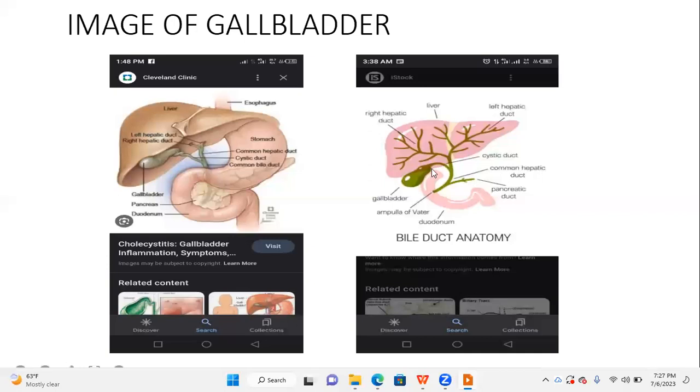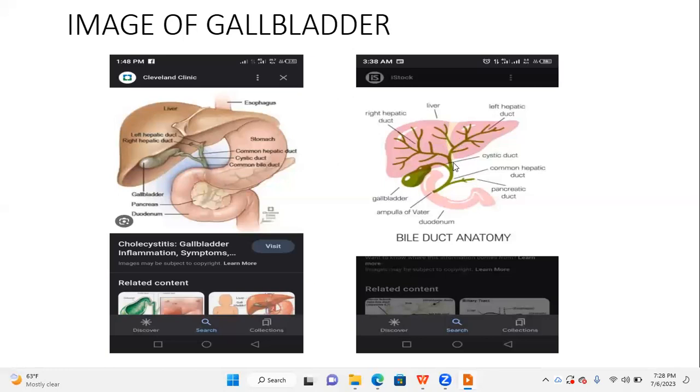And this is the duct that transports bile from the gallbladder and also transports bile to the gallbladder. So this duct is known as the cystic duct. These ducts coming from the left side of the left lobe of the liver are known as hepatic ducts. And the ones coming from the right side of the liver are right hepatic ducts as well.